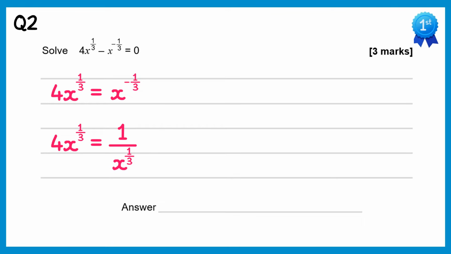Now what we can do is multiply both sides by x to the power 1/3. If we multiply the left hand side, we've got 4x to the third times x to the third, and on the right hand side, the x to the thirds will cancel, so we've just got 1. Now when you multiply things like this, you must add the indices, so we get 4x to the power 2/3 equals 1. And we can divide 4 on both sides. If we divide 4 on the left, we'll cancel this 4, and divide 4 on the right, we get 1/4.